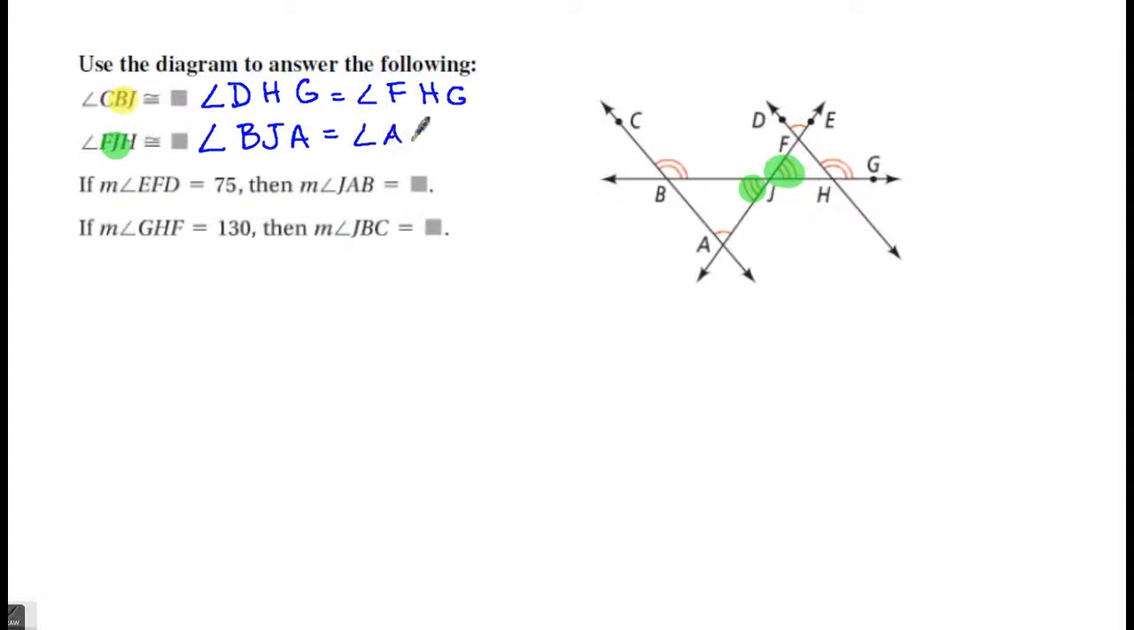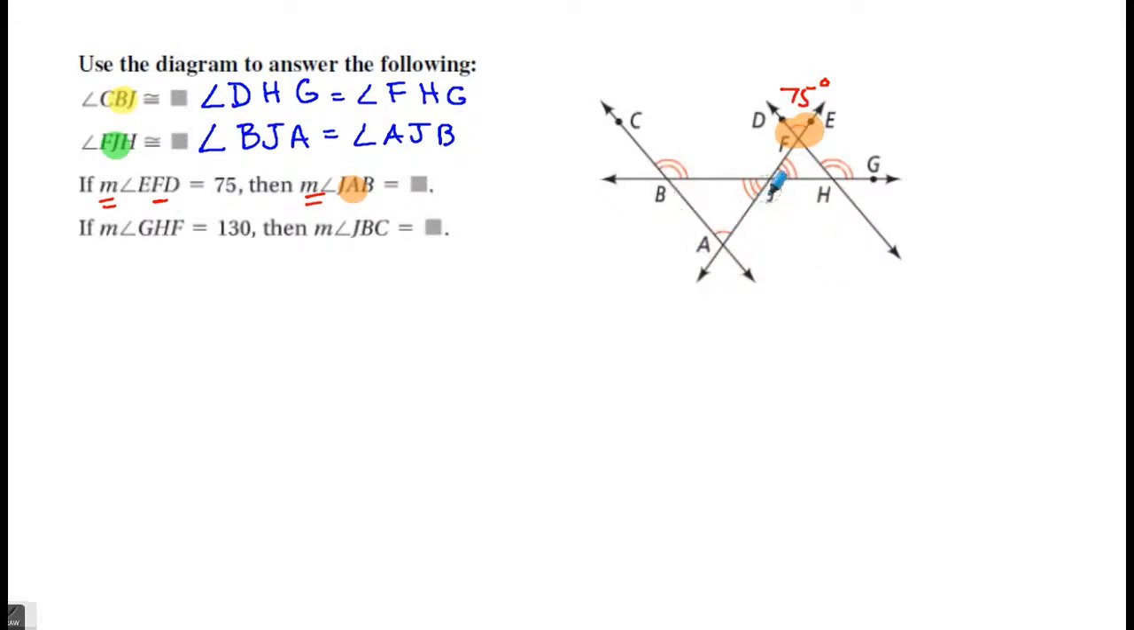All right. Moving on. We have the measurement of EFD, so EFD, that's this one right here. So they're talking about this angle right here, is equal to 75, so we're going to go ahead and put 75 degrees here. And they want to know then what's the measurement of GAB. So we're looking at this 75 to the measurement of GAB. So let's look for GAB. So JAB, this is going to get confusing with so many there. So JAB, that's this one right here.